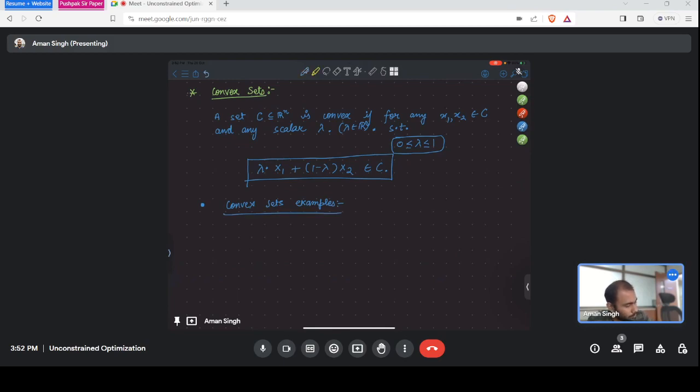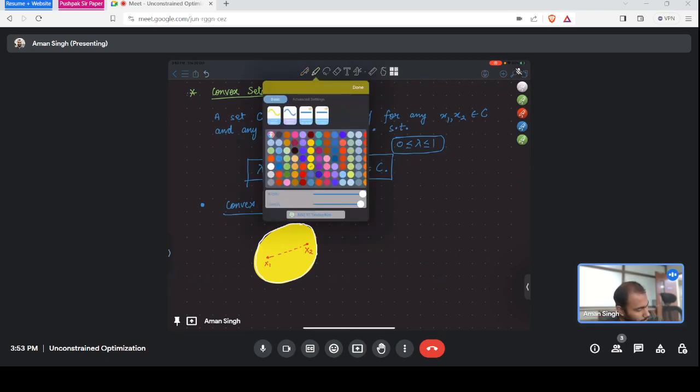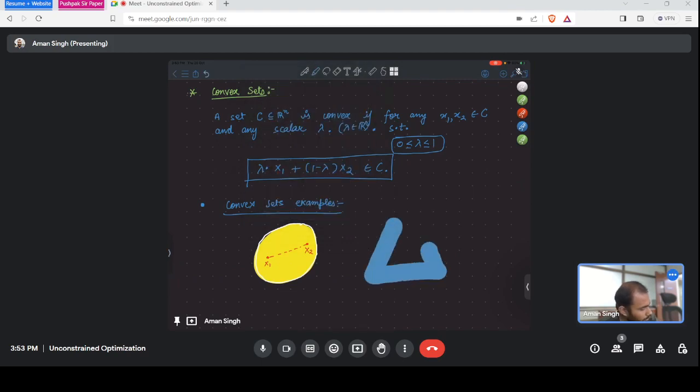So this is a convex set. You take any 2 points inside this, x1 and x2, and the line segment joining those 2 points is always inside the set. This is a convex set. Actually, this is also a convex set, the one I'm about to make. Just think of the boundary as the set. So again, any 2 points inside the set, you take any 2 points, the line segment joining those points is inside the set as well. So this is a convex set.